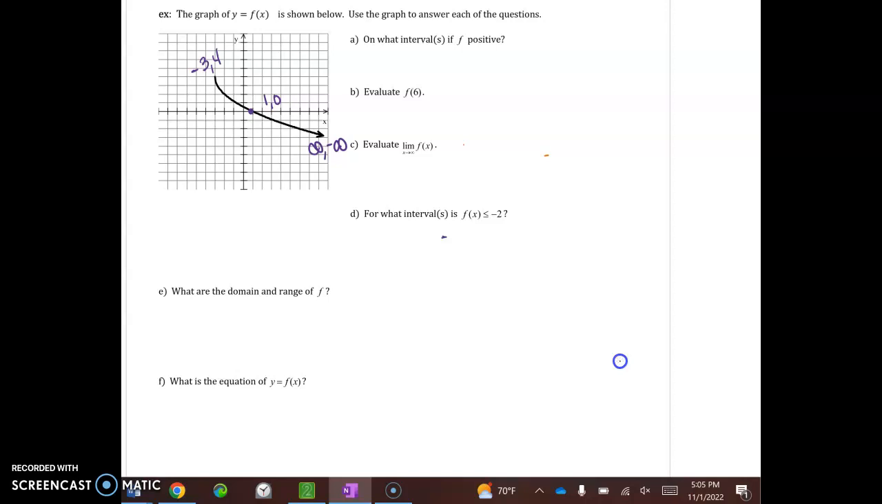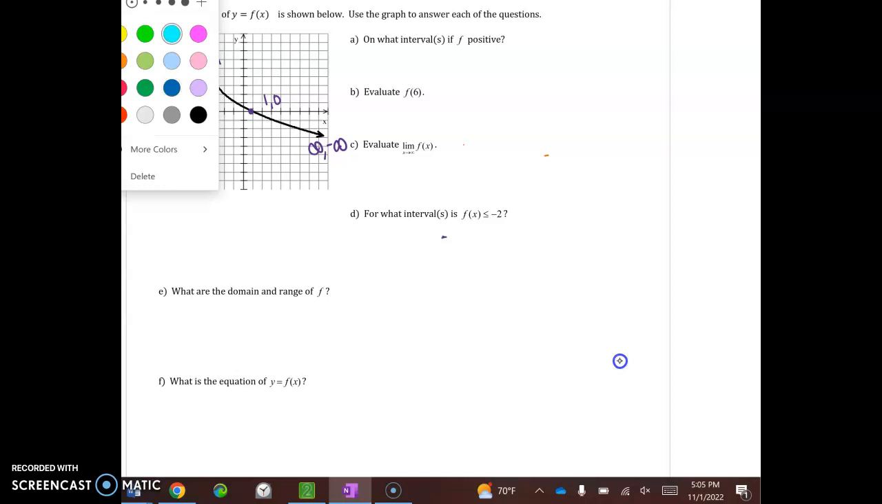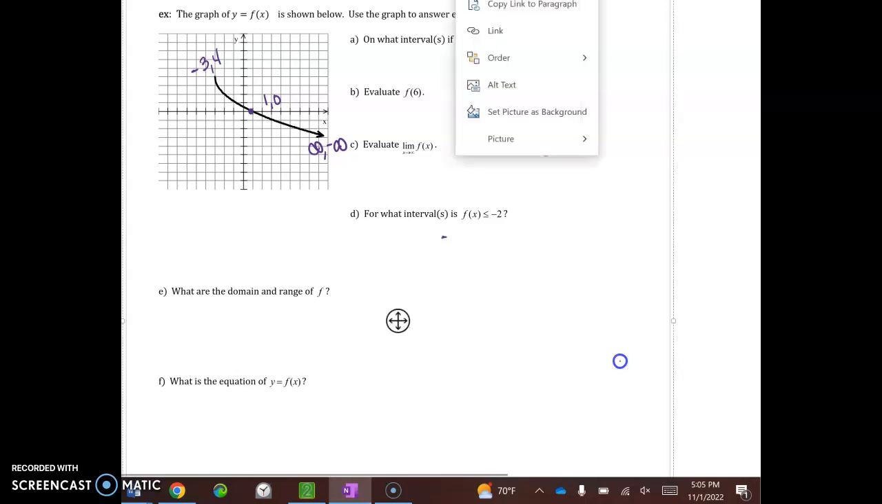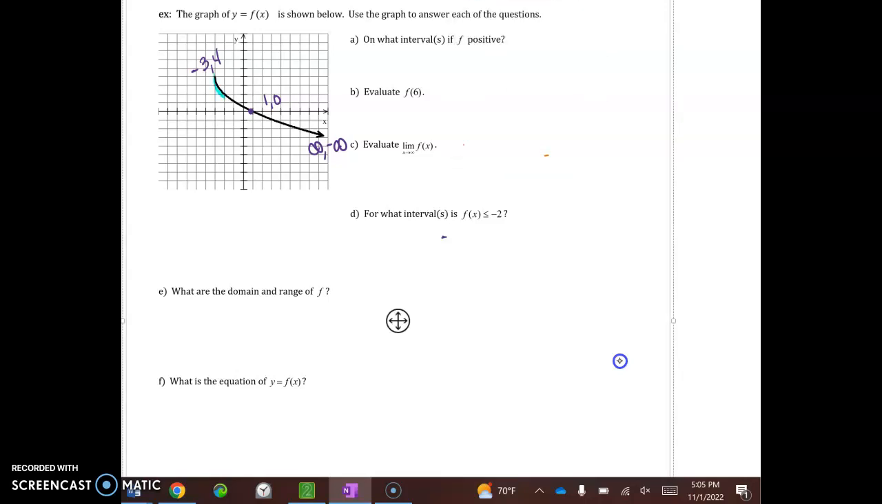So starting with A, on what intervals is f positive? So f, remember, is just another way of saying y. So where my y is positive, that's this stretch from here to here. When I give my answers going left to right, I want to start with the x value of -3 until I get to 1. At -3, if you notice its y value, that is a positive y value, so I should include it. And when I get to where it ends, this y value is not positive, nor is it negative, so I don't want to include it.